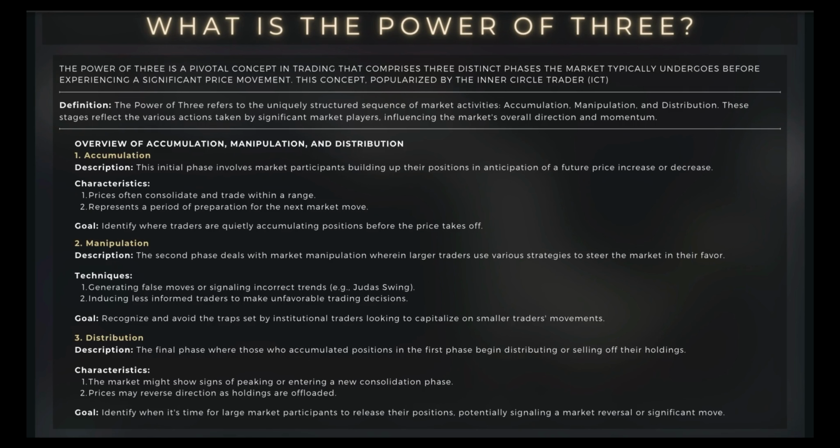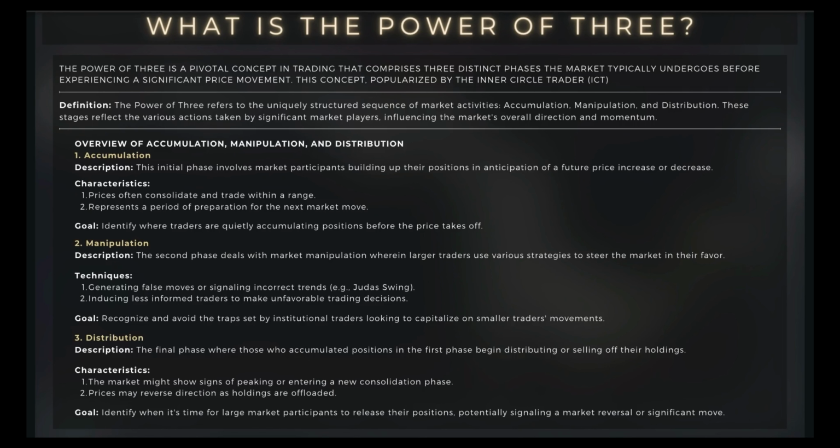So, overview of accumulation, manipulation, and distribution. Number 1, accumulation. Description: this initial phase involves market participants building up their positions in anticipation of a future price increase or decrease. Characteristics: price often consolidates and trades within a range. It represents a period of preparation for the next market move. Now the goal: identify where traders are quietly accumulating positions before the price takes off.